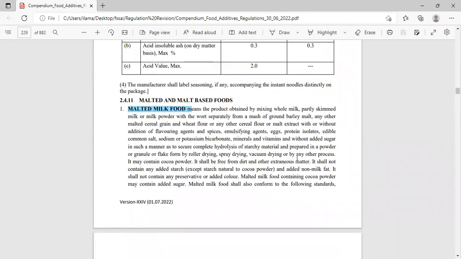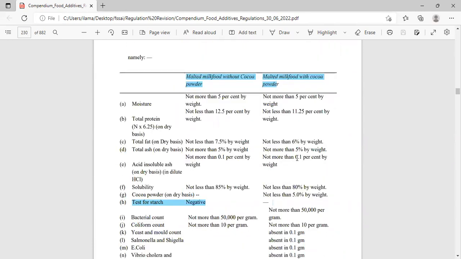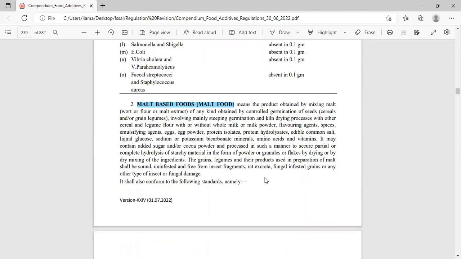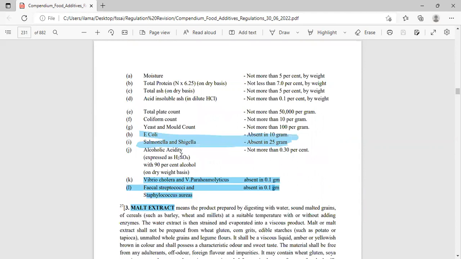In malted milk food, the test for starch has to be negative. So this is a new point. Please note, for malted food based products, the test for starch is negative. And in malted food products, the E. coli, salmonella, Shigella, Vibrio cholerae, all have to be absent.